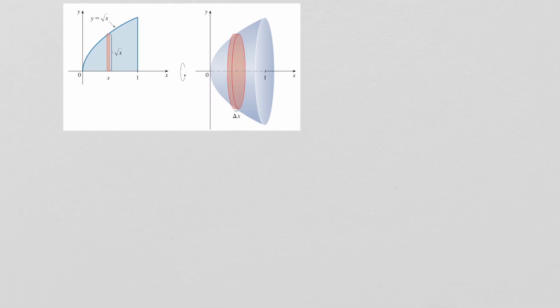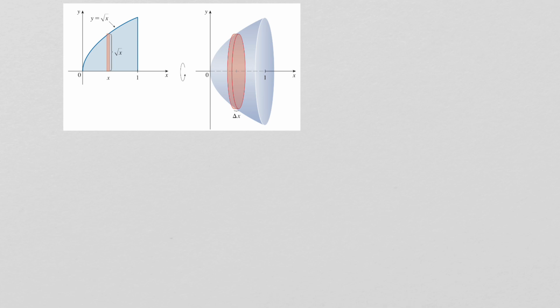Okay, so first of all, we have our function y equals the square root of x, from x equals 0 to x equals 1. So we're taking this area under the curve and we are rotating it around the x-axis. And when you do that, this is the solid that results. And we wish to find the volume of that solid.